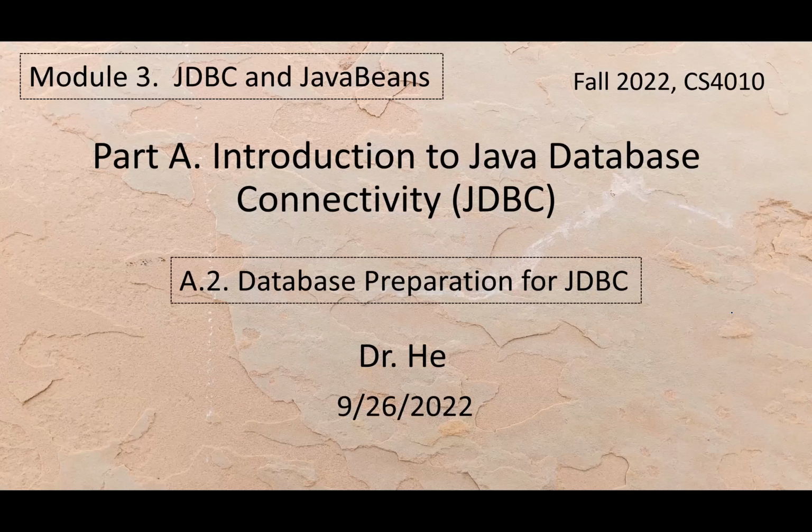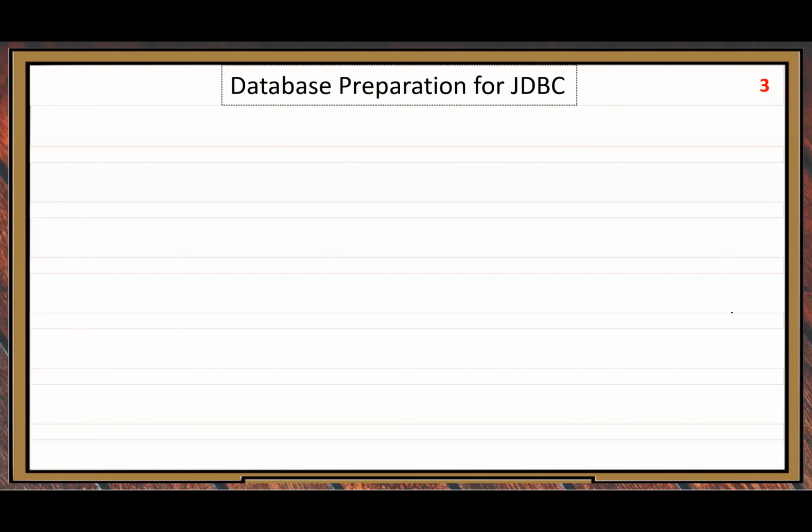So let me move to 8.2, database preparation for JDBC. Now we move to the next stage. We need to use the JDBC technology. When we use that, how much work do we need to do? First, we need to do some preparation. After that, we need to do programming. Two things we need to do: preparation and programming.